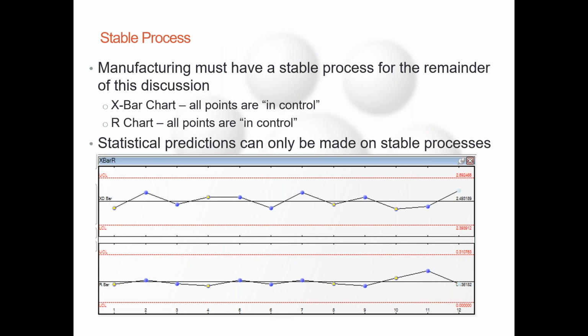Stable process. Manufacturing must have a stable process for the remainder of this discussion. If this R chart isn't consistent over time, there are no predictable predictions you can make about the product you're making.